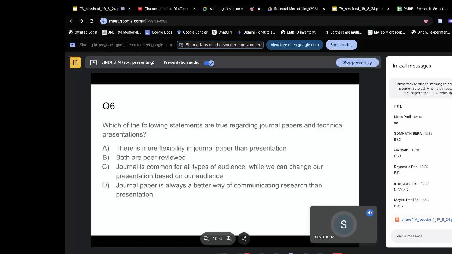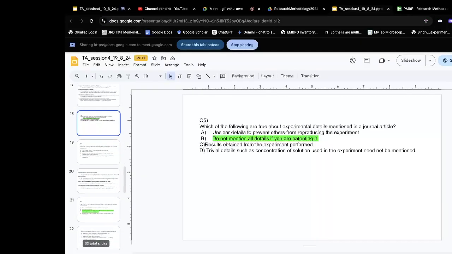And typically in journal papers they have a very strict format of writing, which sections should be there, how many figures should be there, etc. So the flexibility is less in journal paper. So option A is not correct.